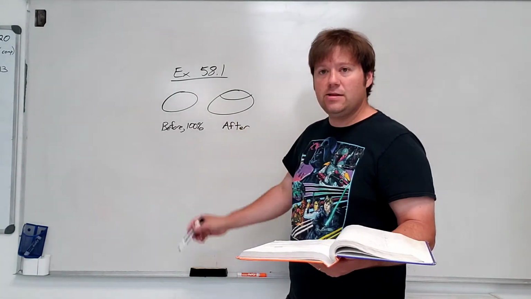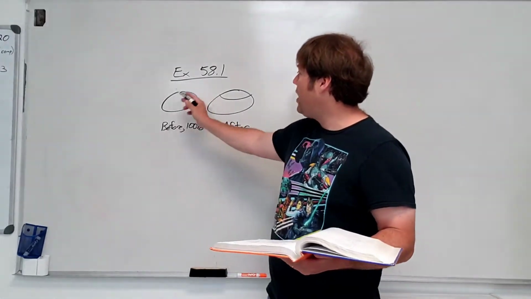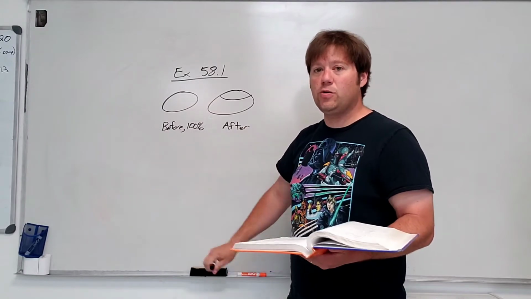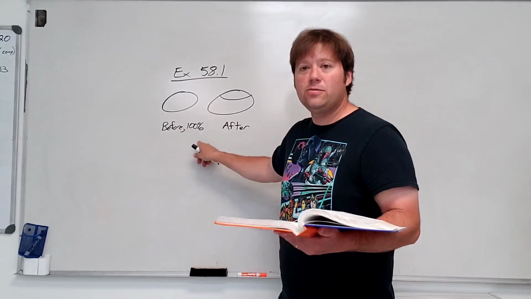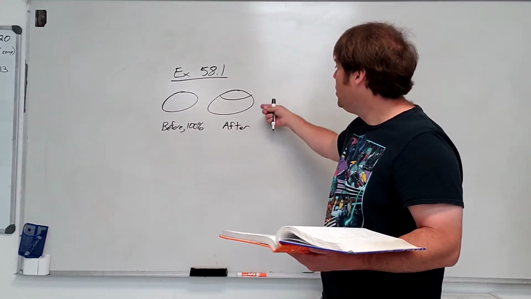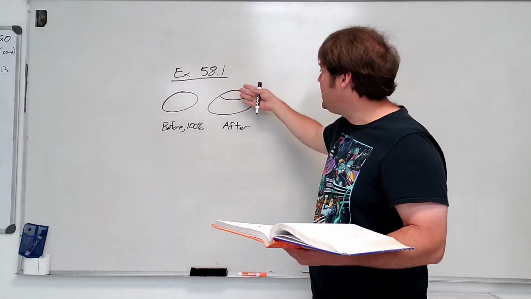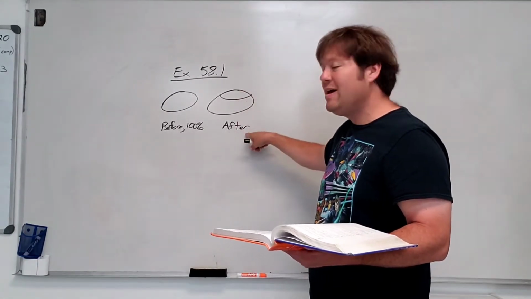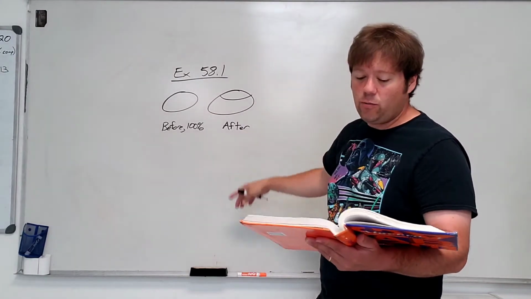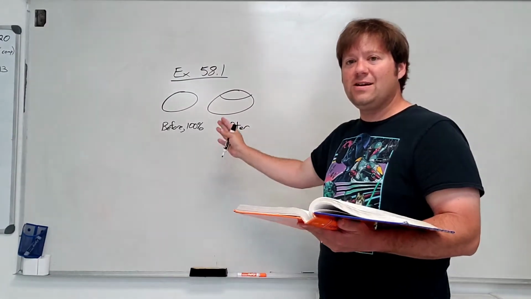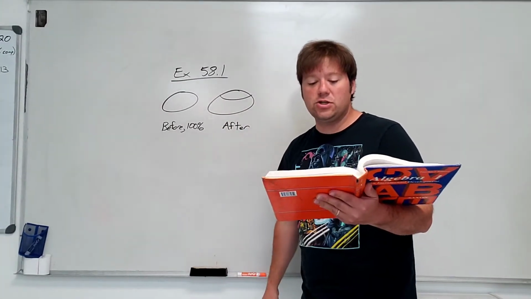So I'm going to demonstrate the diagram here. Basically, you have a circle representing the original amount. They call this the before amount. This is when you had 100%. You also have another circle that's going to be split up in a couple different parts. This is what you end up with afterwards. And you can fill stuff into these circles based on what the question says.